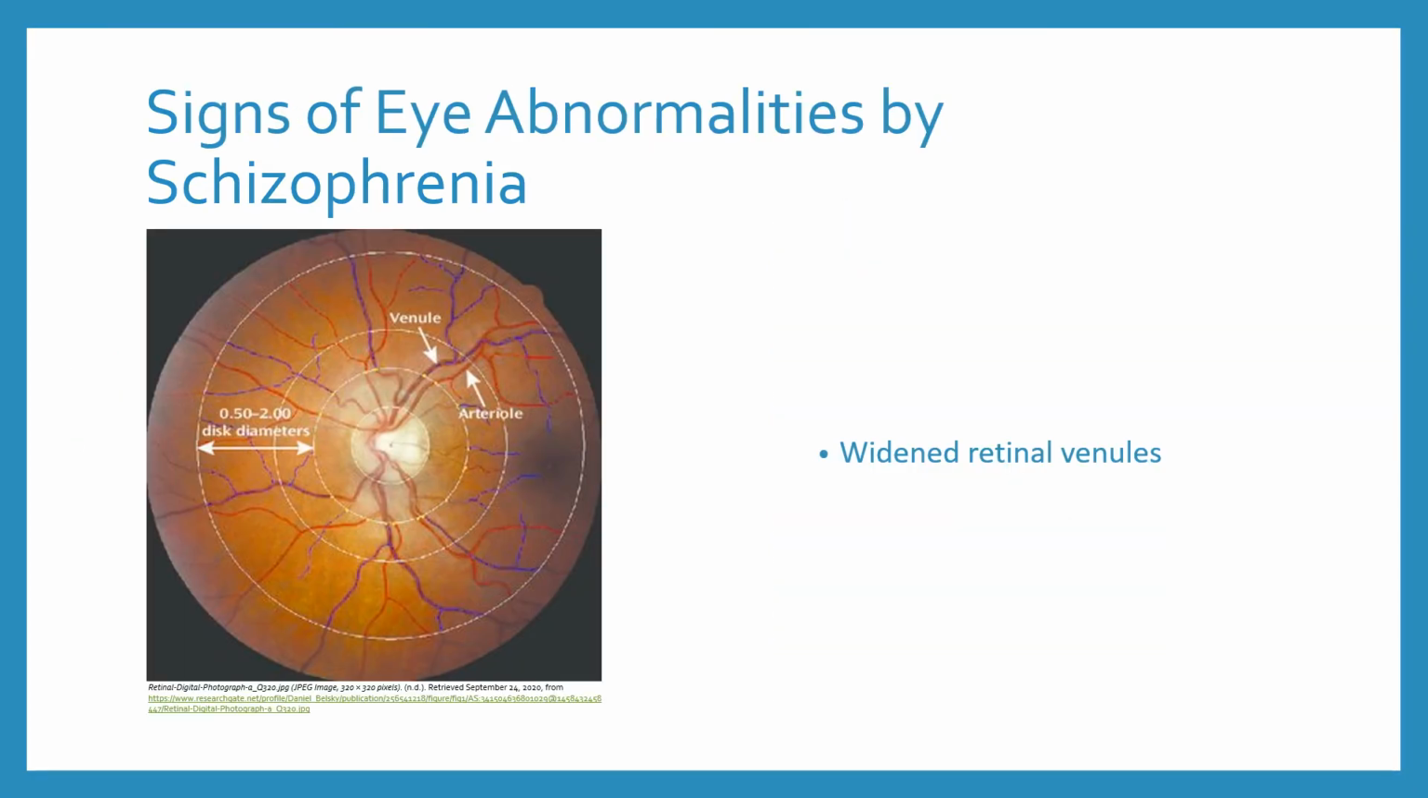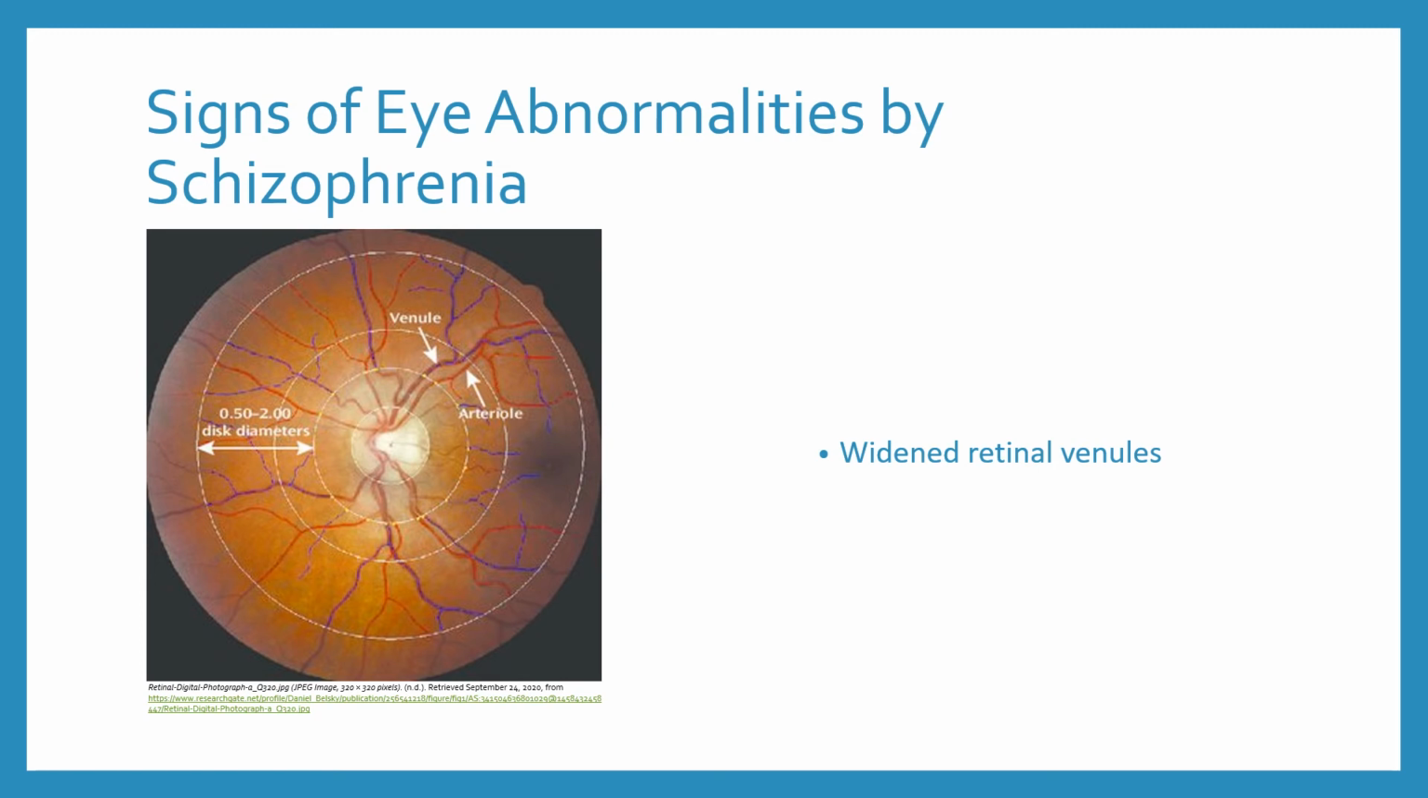Now, one sign that you can observe in the eye with the schizophrenic patient, demonstrated by several studies, is widened retinal venules. So when you're looking at the back of the eye with a fundoscope, you will see that there are these vessels spread across the retina, like in this picture. But they're not blue and red. They're all very reddish.